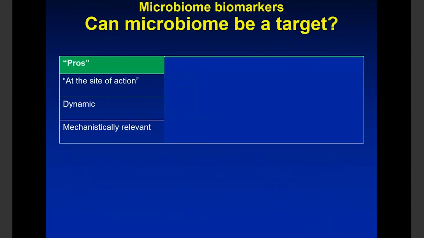Then, from a practical matter, can the microbiome really be a therapeutic target or be used as a biomarker? And for that, there are many pros, as we saw. The microbiome is at the site of action, it's dynamic, and it's mechanistically relevant. All of these features make it very attractive.